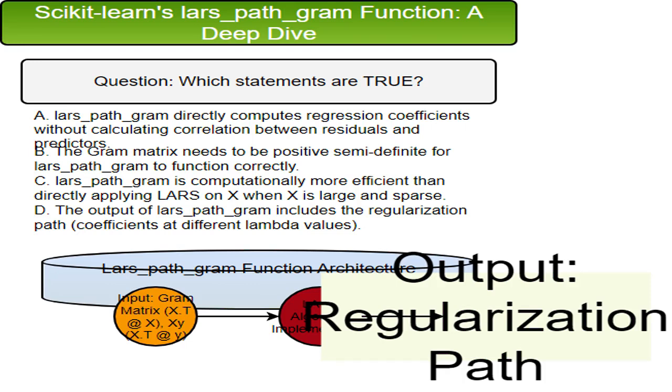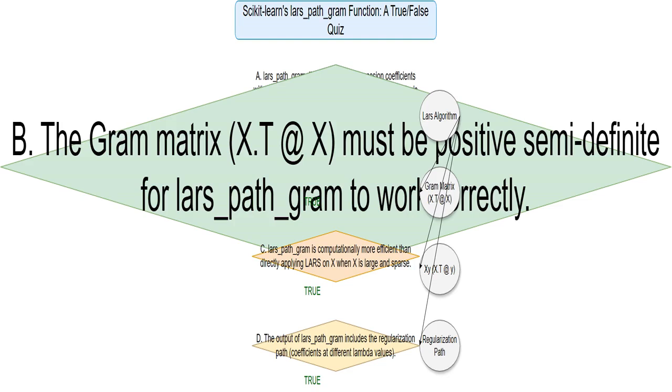The function's output is the regularization path, a sequence of coefficient values for various values of the regularization parameter lambda. This path helps you understand how coefficient values change as you adjust the regularization strength. I say this statement is true because the gram matrix, which is X transpose multiplied by X, must be positive semi-definite. Otherwise, the algorithm can become unstable and give unreliable results.